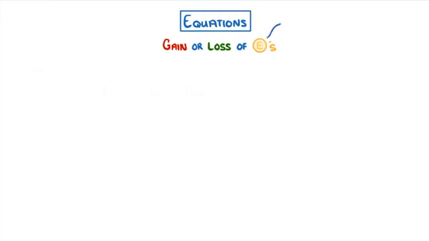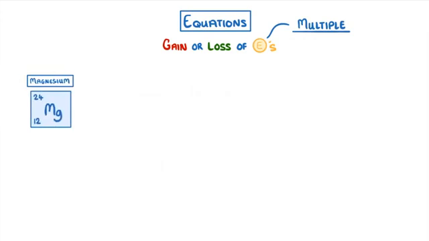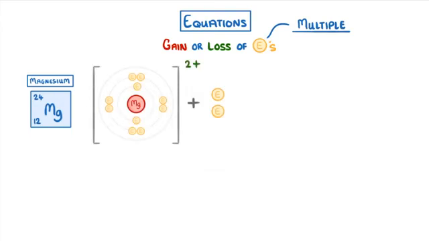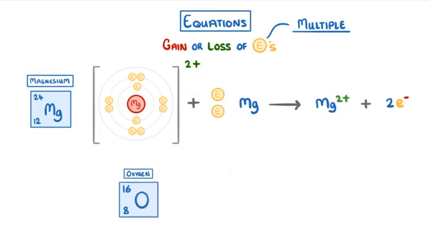Sometimes atoms will lose or gain multiple electrons though. So for atoms like magnesium in group 2, they'll form a 2+ ion and 2 electrons. So we would write Mg goes to form Mg2+ plus 2 electrons. Or for an example of a group 6 element, we could take oxygen, and write that oxygen plus 2 electrons goes to form an oxygen 2- ion.